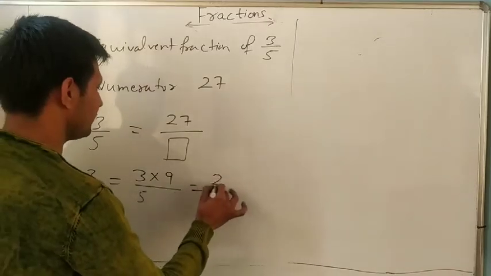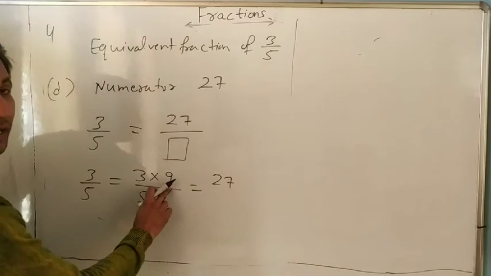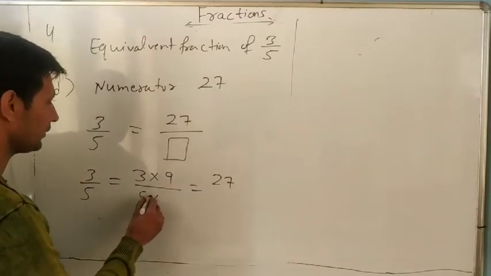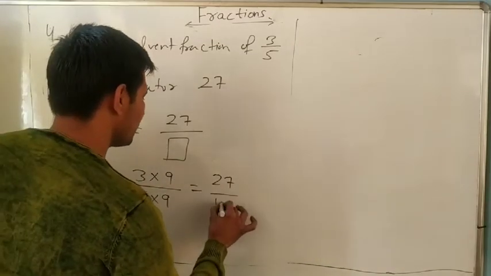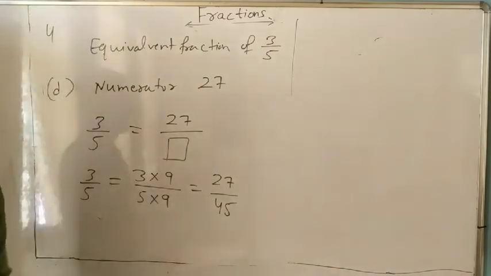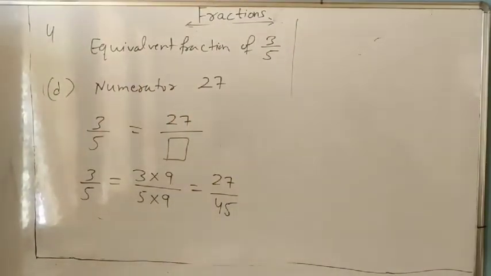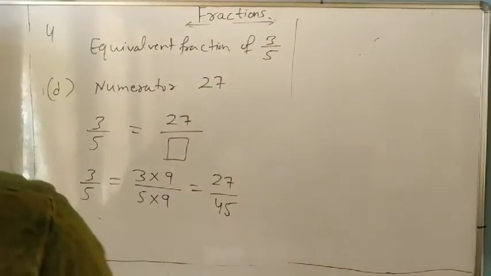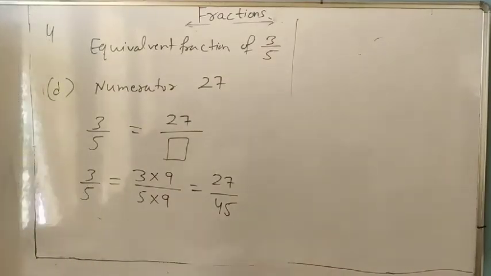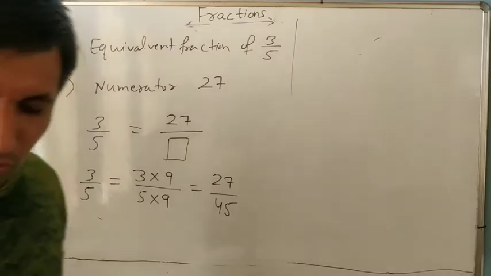So 3 into 9 is 27. So what number for the denominator? 5 into 9, which is 45. So they are equivalent fractions. So do the rest, the two parts of this one, yourself. Now only the last question remains. Question number 5 also you will do yourself.